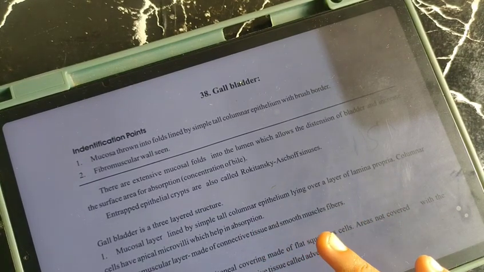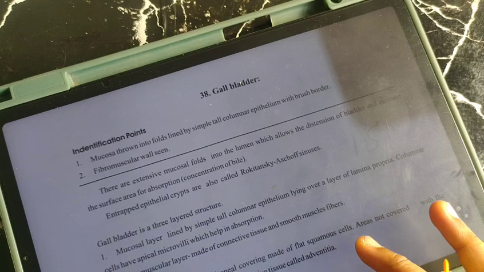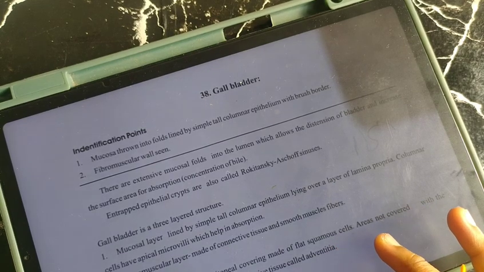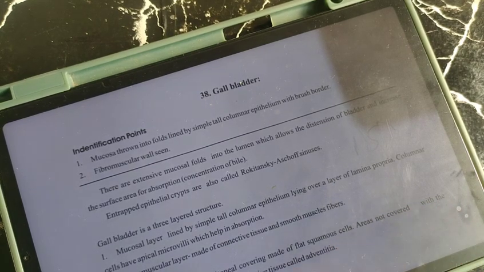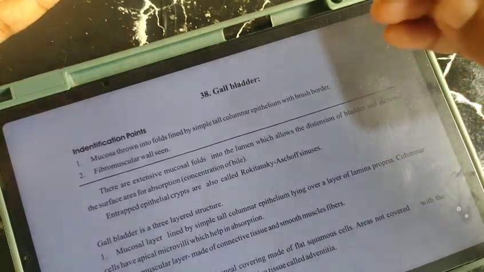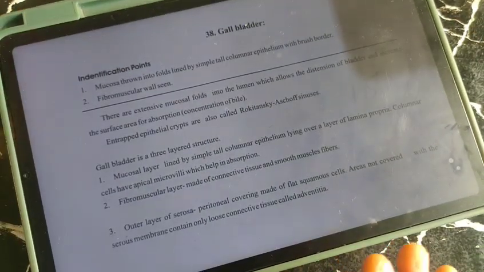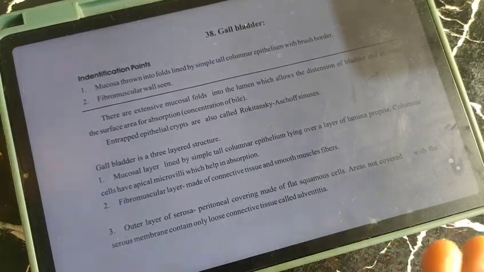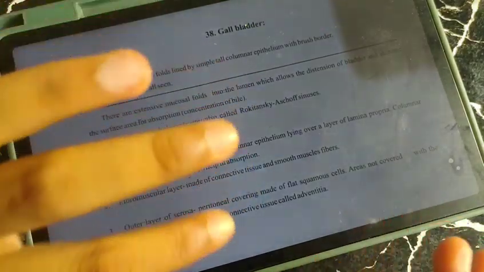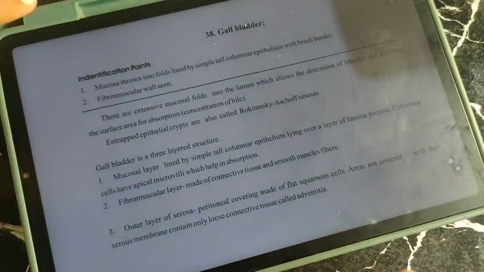The outer serosal layer is the peritoneal covering made up of flat squamous cells. Areas not covered by this serous membrane are covered only by loose connective tissue. Where it is not covered by the peritoneum, it is only covered by loose connective tissue, which is known as adventitia; otherwise it is serosa. The outer layer is called serosa when it is covered by flat squamous cells. When it is not covered by these flat squamous cells, it is known as adventitia.